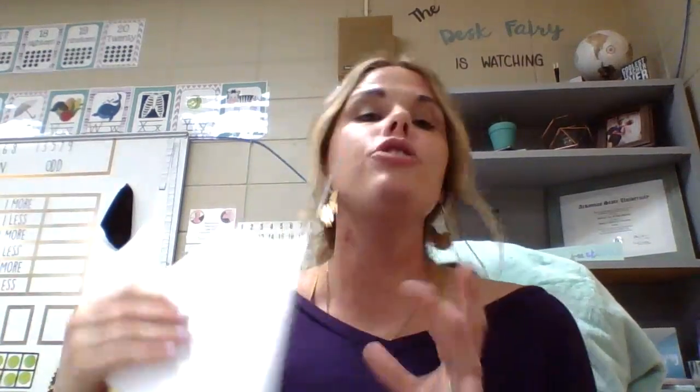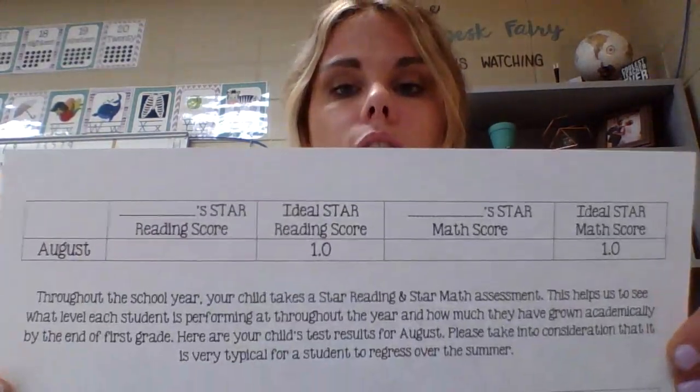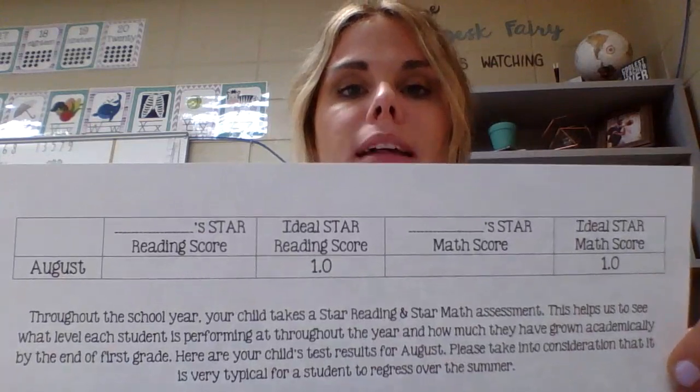You should be getting this maybe in the next week. It is the STAR reading and STAR math screeners. We did these last week to see where your child was at. The ideal score is 1.0. That is great, but unless your child is reading every single day in the summer, they're going to regress and go back some. So some of the kids are like 0.6, 0.8. That's okay. That's going to happen.